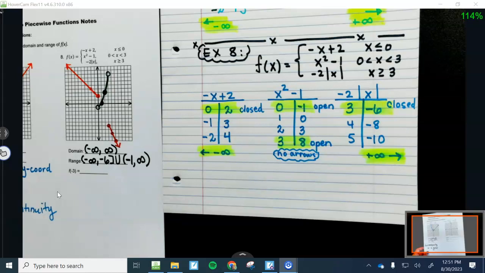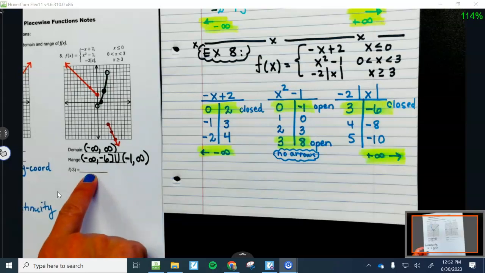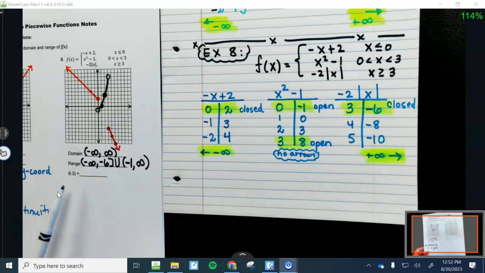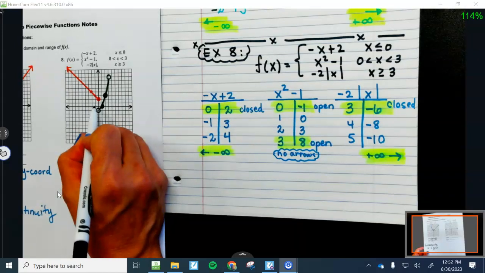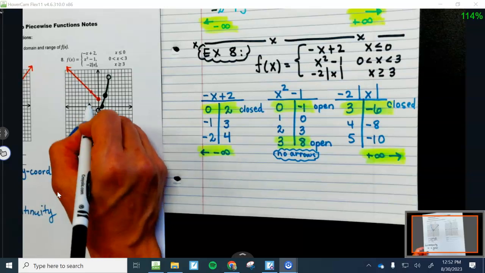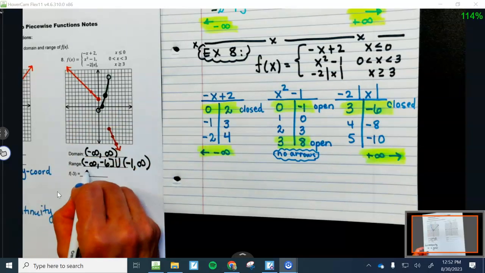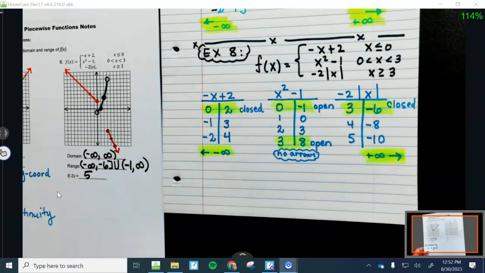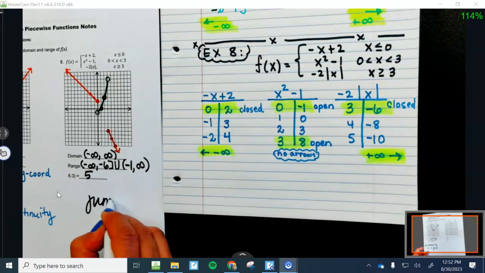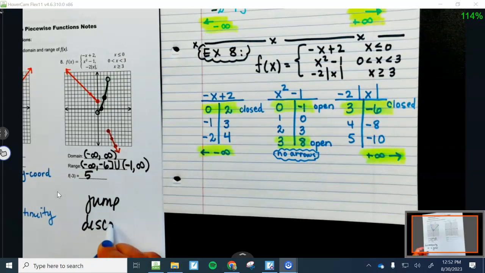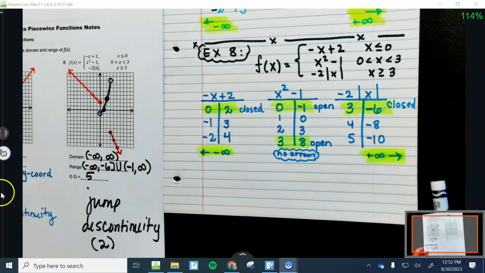And then what's going to match f of -3? What's the output? Where is that? If you drew your straight edge, you should see it. What is it? It is a 5. So let's write 5 here. What kind of discontinuities are happening in this graph? Good. How many do you see? Awesome. All right, great, guys. So that's how we're going to graph piecewise.